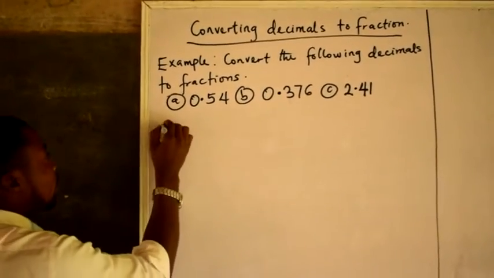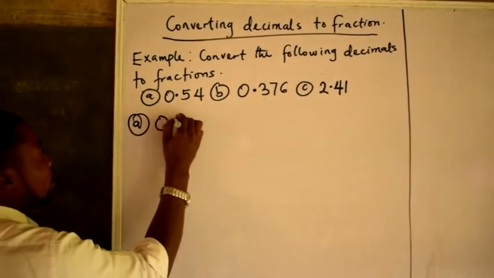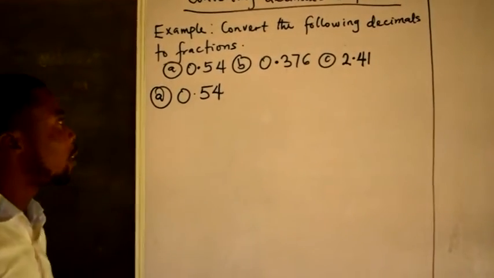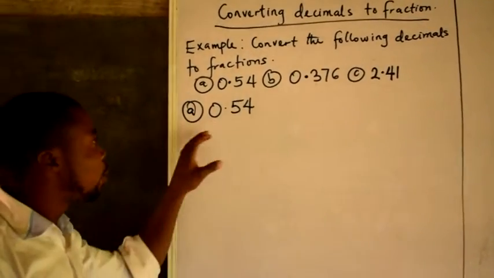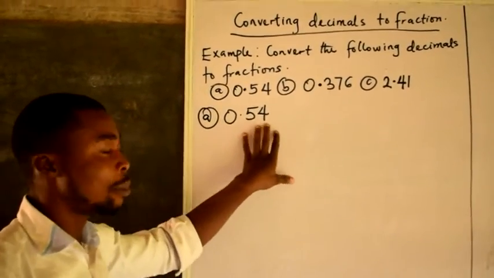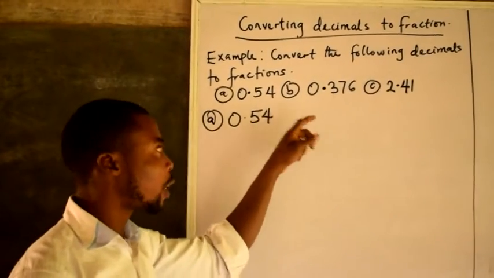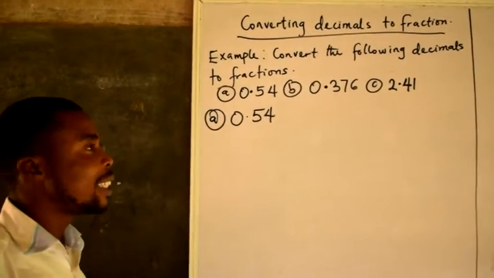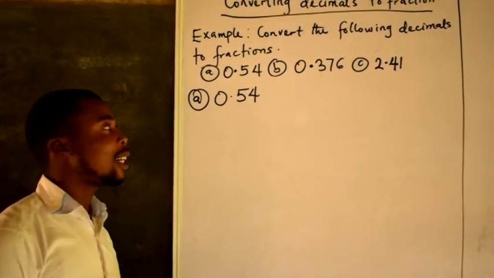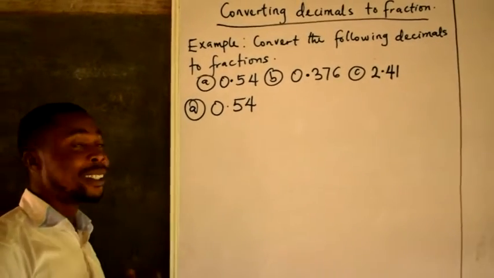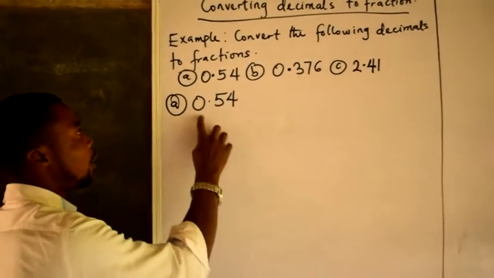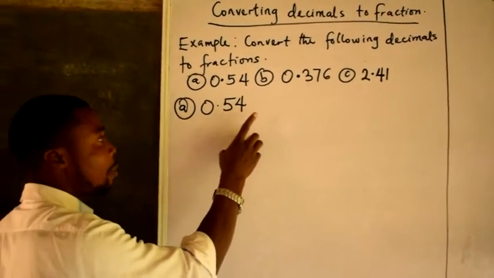Number 1, which is A, is 0.54. We want to convert 0.54 into a fraction. This is a decimal, but we want to convert it to a fraction. To convert any decimal into a fraction, what we need to do is consider the decimal place first. The decimal place for this is 2 decimal places.